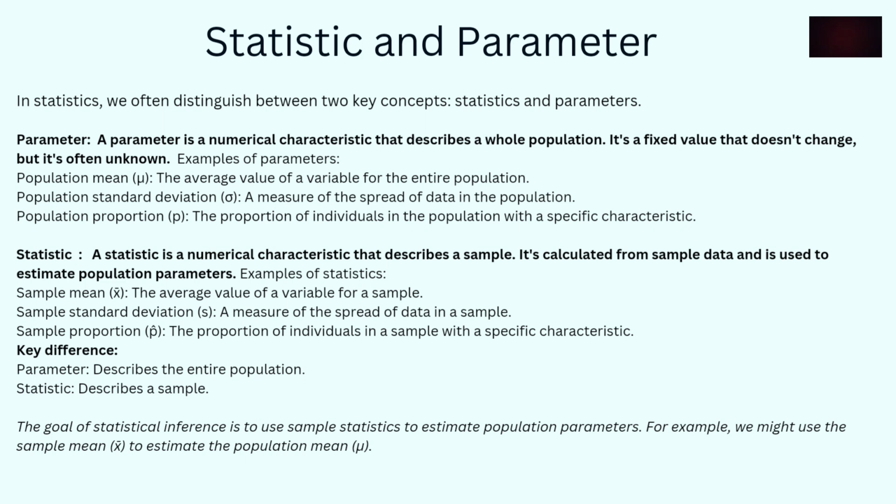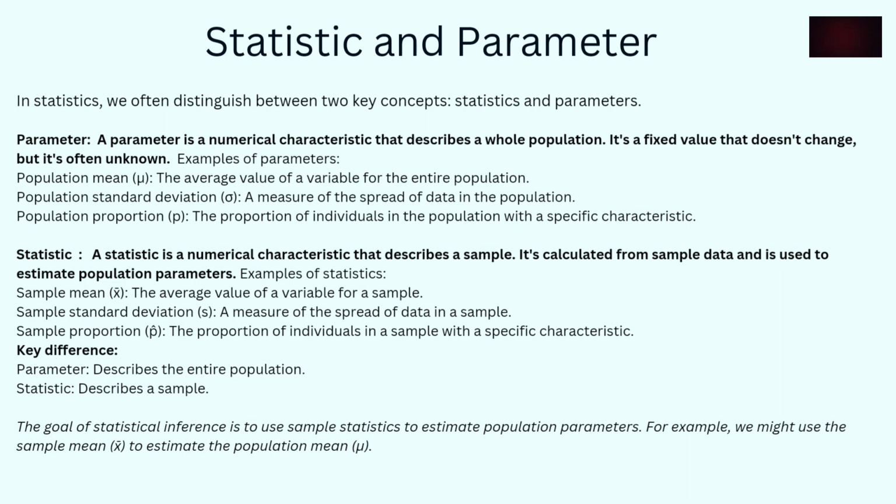Statistic and parameter. In statistics, we often distinguish between two key concepts: statistic and parameter. A parameter is a numerical characteristic that describes a whole population. It is a fixed value that doesn't change, but it is often unknown. Examples: population mean mu, the average value of a variable for the entire population. Population standard deviation sigma, a measure of the spread of data in the population. Population proportion p, the proportion of individuals in the population with a specific characteristic.